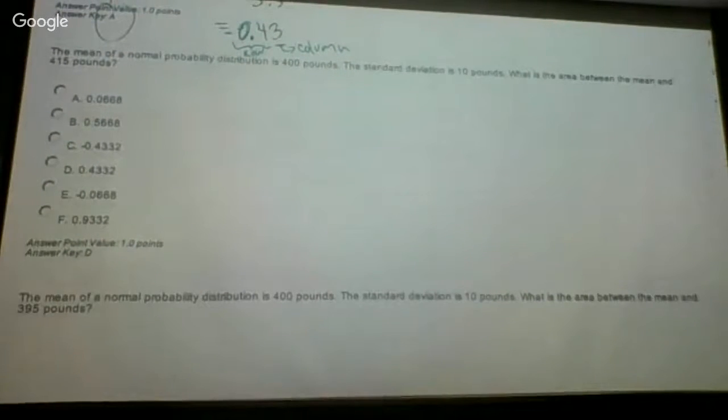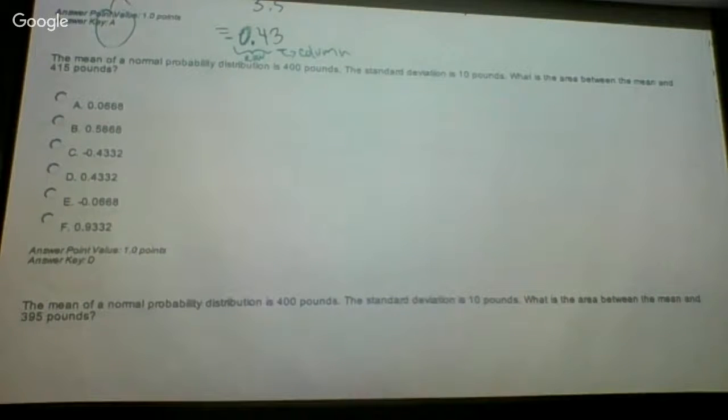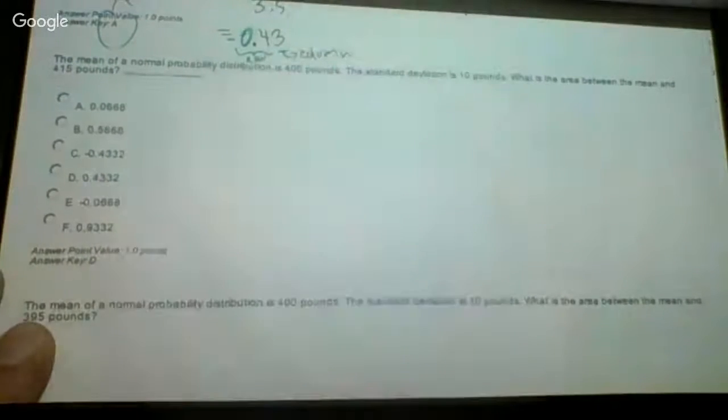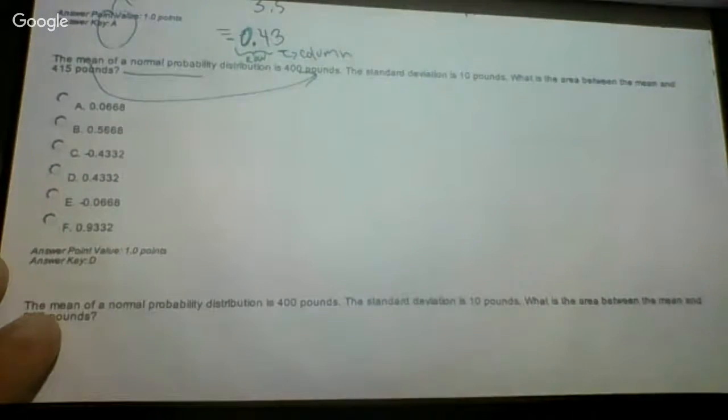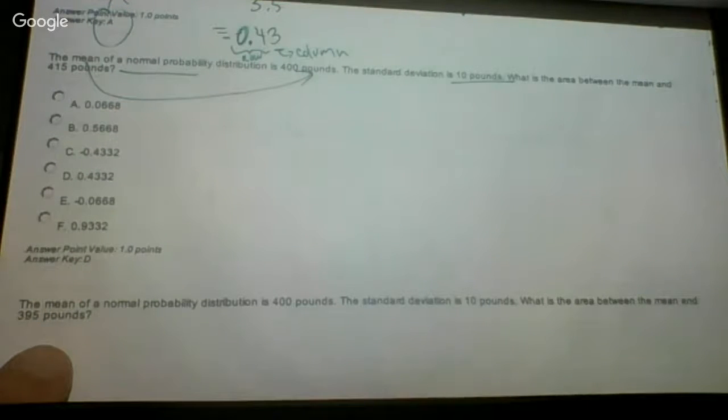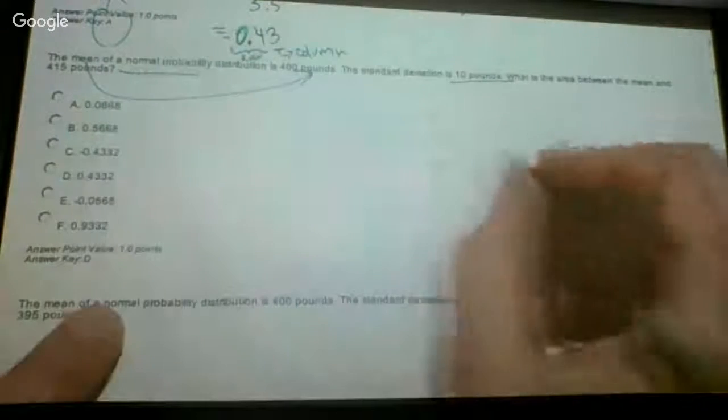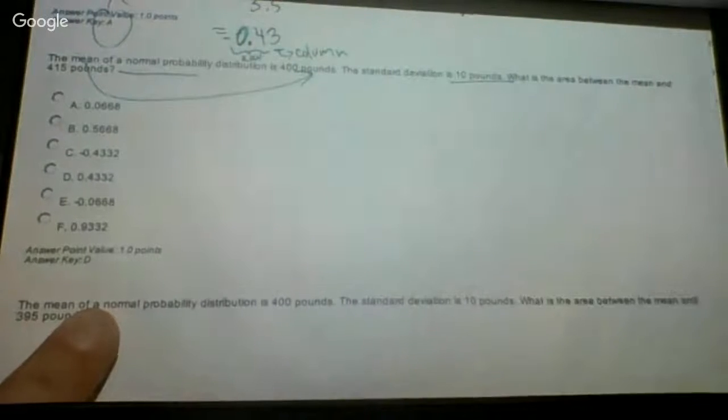17. The mean of a normal probability distribution is 400 pounds. Standard deviation is 10 pounds. What's the area between the mean and 395 pounds? Three pieces of information here. Normal probability distribution. The mean is 400 pounds. Standard deviation is 10 pounds. I would go ahead and say that's probably population level stuff because it didn't say it came from the study or sample. But normal distribution? Come on now. Normal distribution?